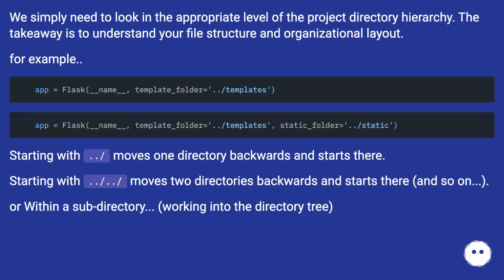We simply need to look in the appropriate level of the project directory hierarchy. The takeaway is to understand your file structure and organizational layout. For example, starting with .. moves one directory backwards and starts there. Starting with ../.. moves two directories backwards and starts there, and so on. Or within a subdirectory, working into the directory tree.